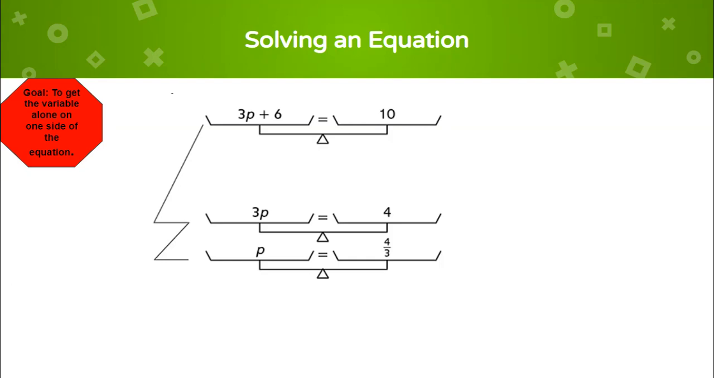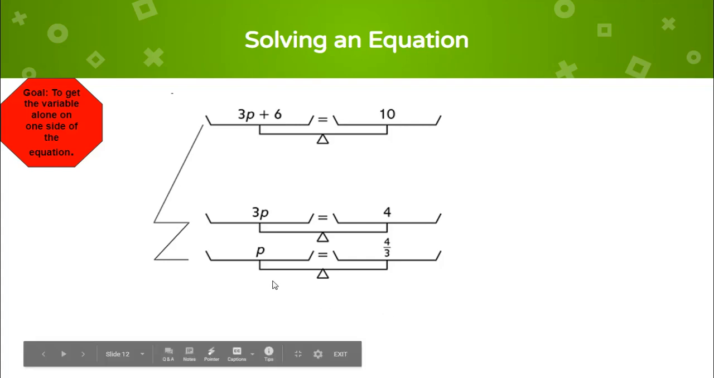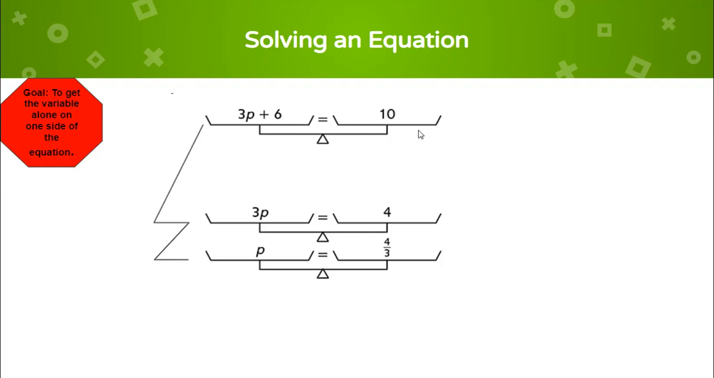Okay, guys. So if we take a look at our top pan balance, we have 3p plus 6 equals 10. Down here, I just see 3p and I see a 4. It looks like they subtracted 6 from both sides. And that would make sense because the inverse of adding 6 is subtracting 6. And 10 minus 6 equals 4.